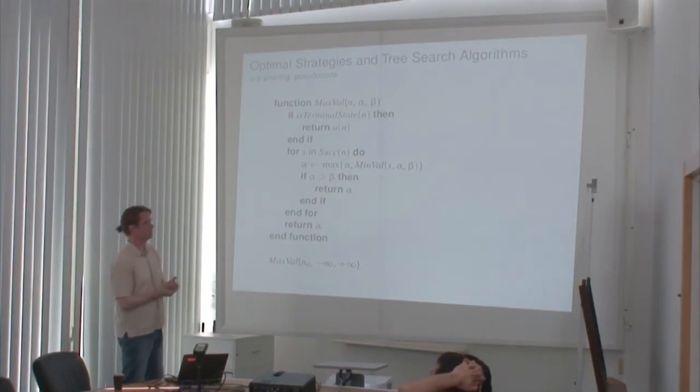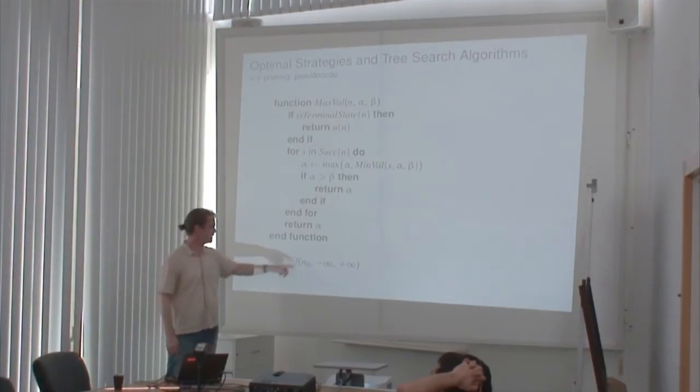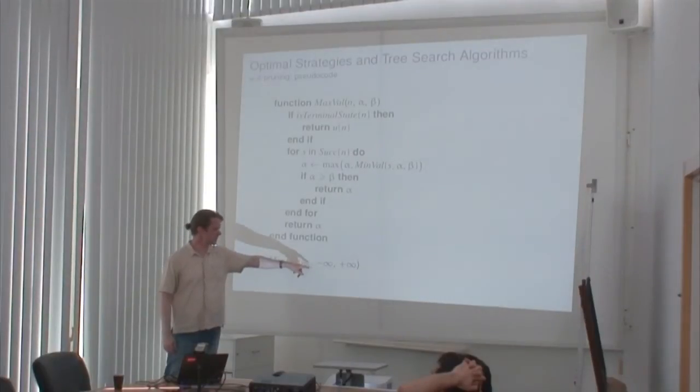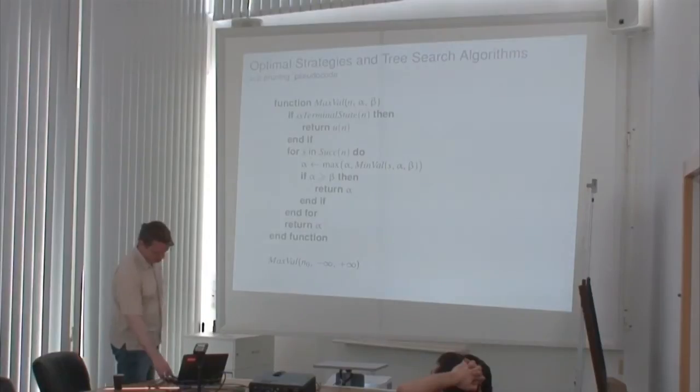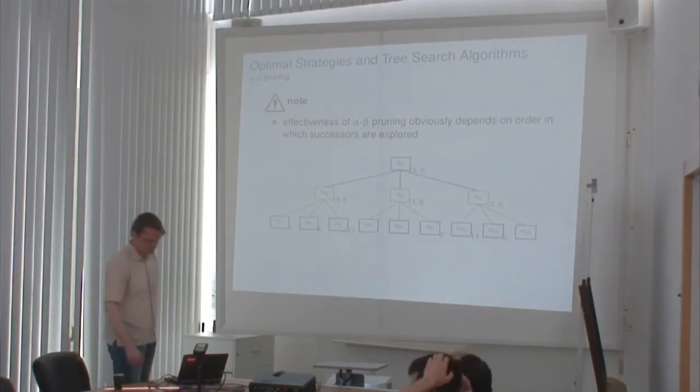Remember that we look at all of this from the perspective of player max, so we have to call maxval, starting with the root node, and initialize alpha to minus infinity and beta to plus infinity. There you have it. That's that.